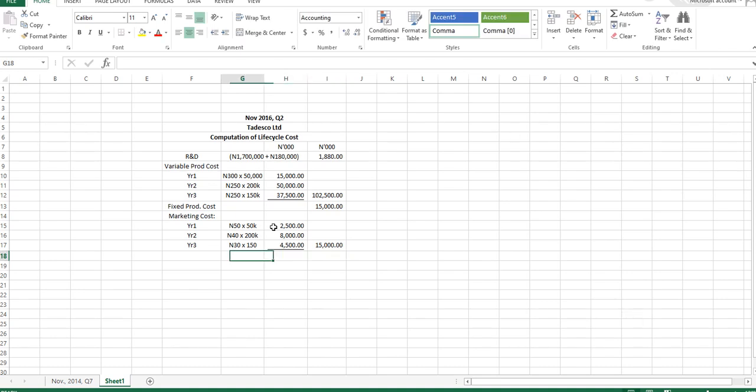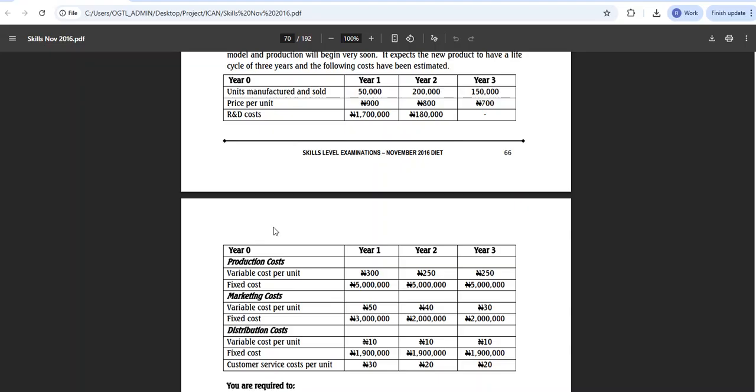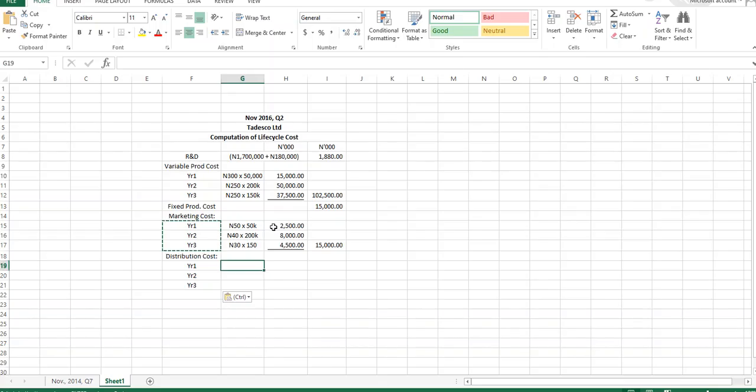Yes, what else do we have, please? After marketing costs, we also have distribution costs, right? We have distribution cost for year 1, 2, and 3 as well, right? Distribution cost is how much? 10 naira, right? Times all these three. Please permit me to write them. This is 10 naira.